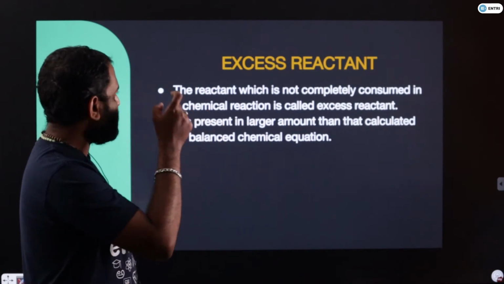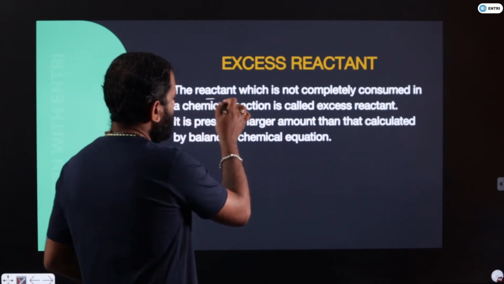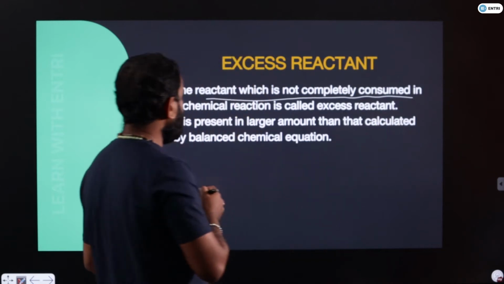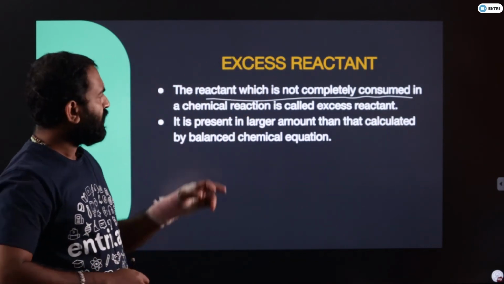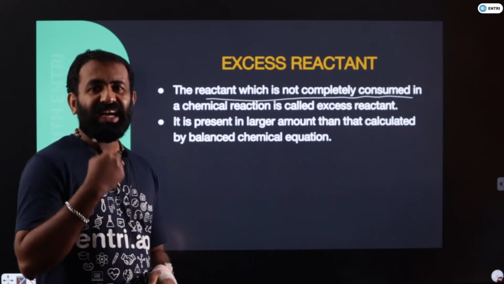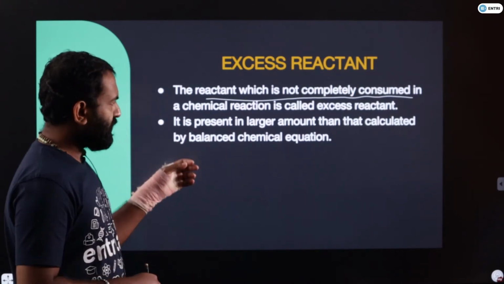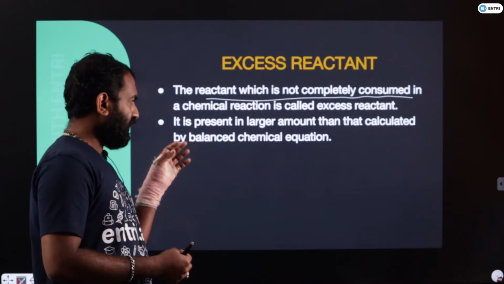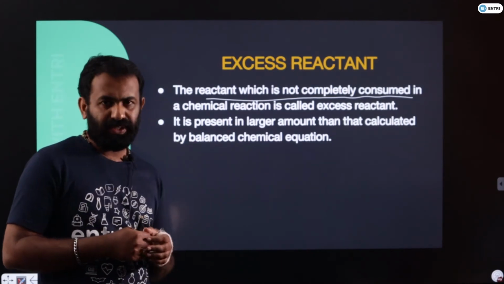So, next one is the excess reactant. The reactant which is not completely consumed in a chemical reaction is called the excess reactant. It is present in a larger amount than that calculated by the balanced chemical equation.